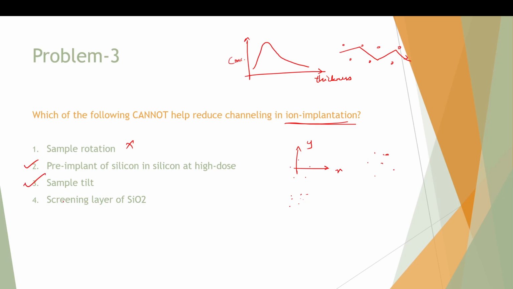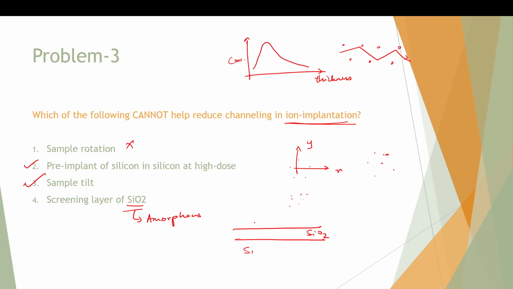So this helps. Screening layer of SiO2. So SiO2, if you remember, is amorphous. So amorphous SiO2. Since in most cases we are not able to grow quartz on silicon, this silicon dioxide that is grown on top of silicon or deposited on top of silicon will be amorphous.